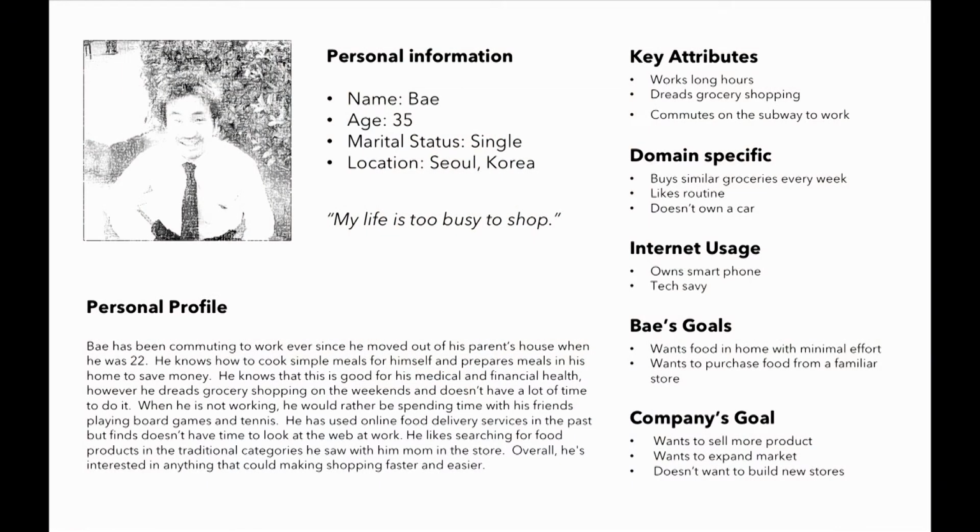On the right, you have key attributes. These are the critical attributes that are going to inform your design. In the case of Bay, he works long hours, he dreads grocery shopping, and he commutes on his subway to work. Next, you want to articulate the specific attributes that are related to the shopping experience that you care about. In this case, Bay likes routine, he buys the same thing every week, and he doesn't own a car. Because this is an online website that they were developing, we have some details about his internet usage, some goals, and then a reminder of the company's goals.